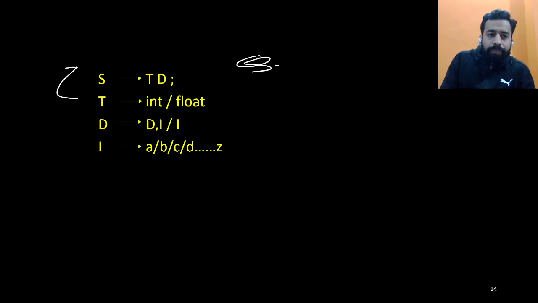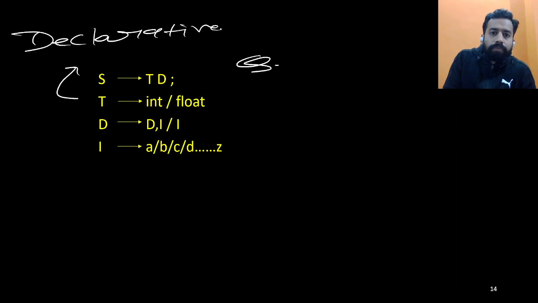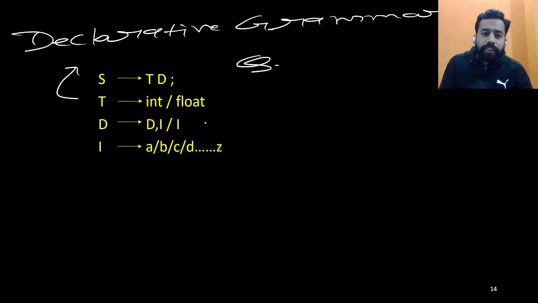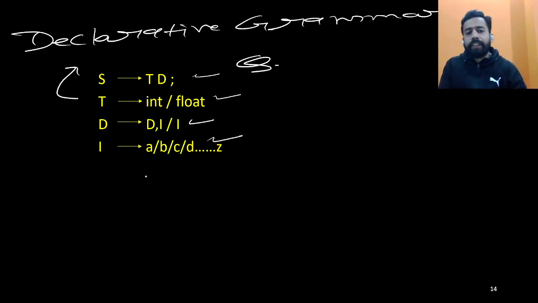This is a grammar for declarative sentence. So for every type of sentence, there is a grammar in programming language. So this is a declarative grammar. Why are we studying grammar? We are studying grammar just to understand this. So this is a grammar. Here S is deriving TD. T can derive int or float. D can derive D, I, or I. I can derive A to Z. So these are the following words that grammar can derive.